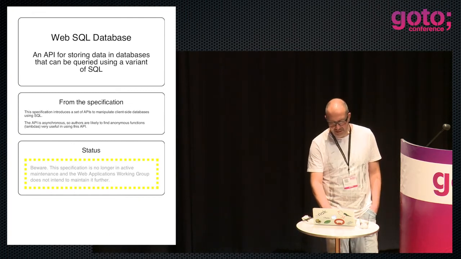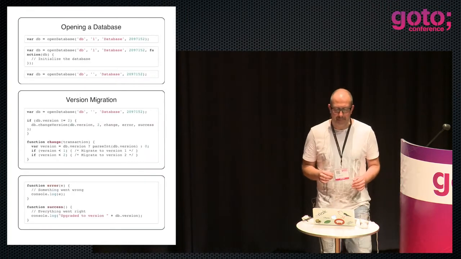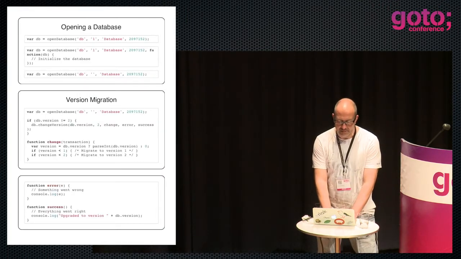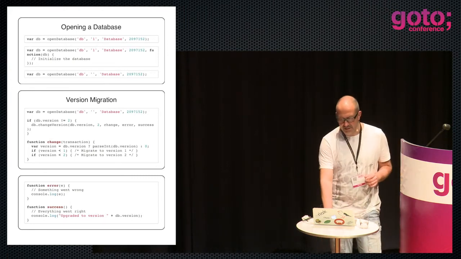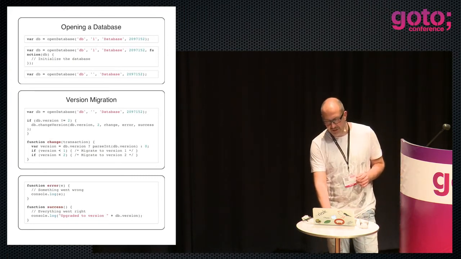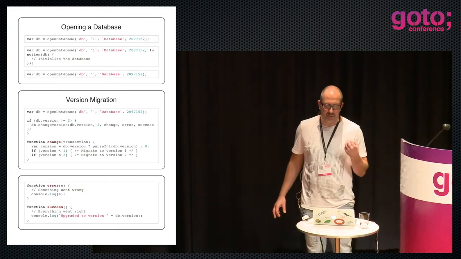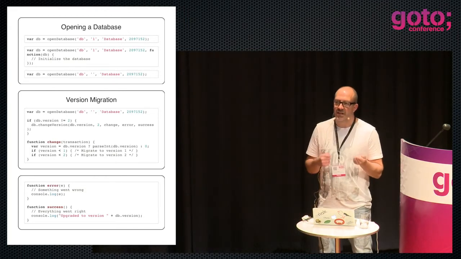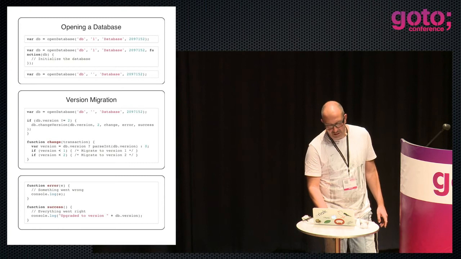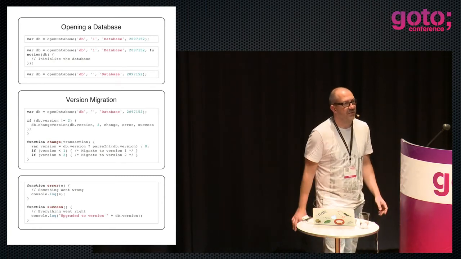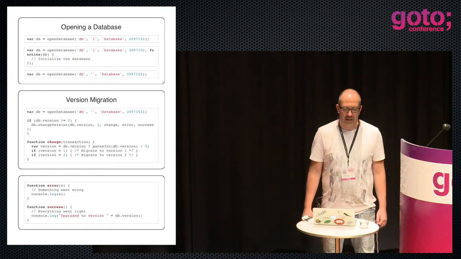So, opening a database, there are three different ways to do that. First, you can give a name, a version, a longer name, and the initial size of the database in bytes. You can also give a function as the last parameter, and that function will be called the first time the database is created, so you have a chance to initialize it. A problem with these two is that if you guess wrong with the version number, you'll just get an error back and you can't do anything.